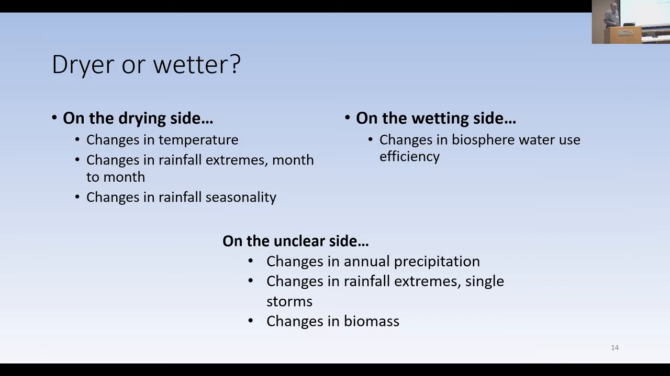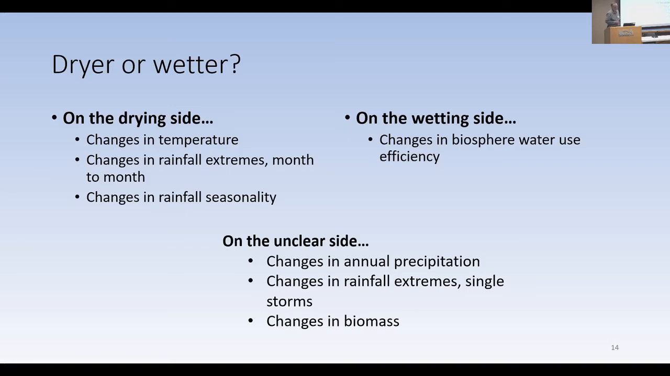On the other hand, climate change is affecting how plants use water. Increased carbon dioxide means they don't have to lose as much water vapor to take in the carbon they need to grow. So that would, all things being equal, lead to wetter conditions, and things would be wetter if carbon dioxide didn't also affect the climate. And then things that are a little more ambiguous, changes in annual precipitation. That's ambiguous because we've seen a historic increase in precipitation in Texas, but climate models don't project that to continue. So it's not clear how that's going to trend up or down in the future.